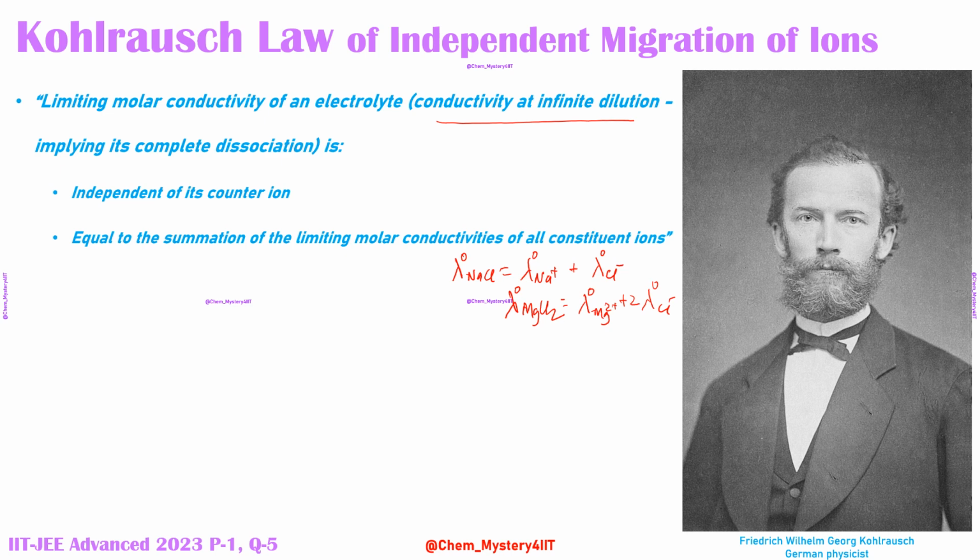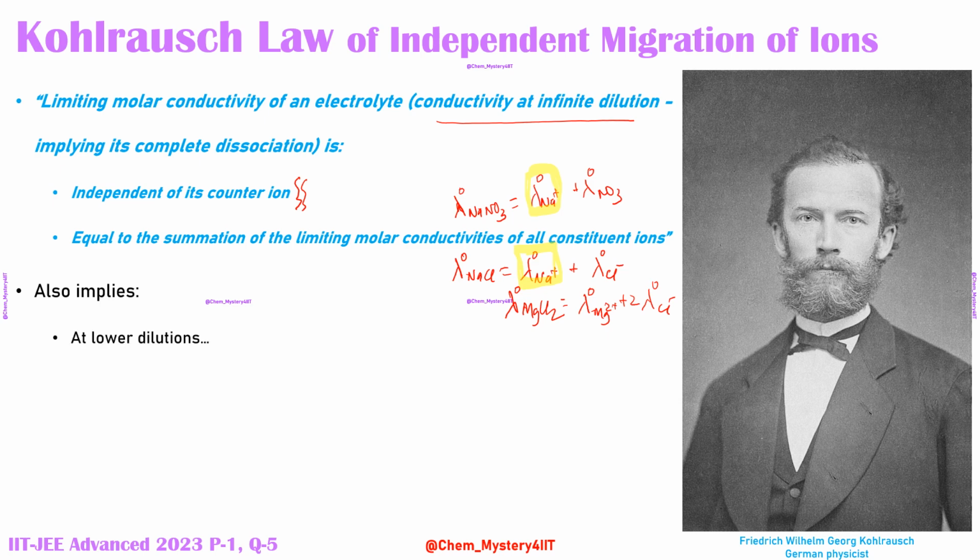And it also means if you have, say, lambda naught of NaNO3, this would be equal to lambda naught Na plus plus lambda naught of NO3 minus. This also implies that the lambda naught Na plus coming from NaNO3 and the lambda naught Na plus coming from NaCl will be numerically the same. They cannot have two different values because they are not dependent on their counter ions. They will have fixed values, and the value for a given compound is equal to the summation of the constants of all its ions.